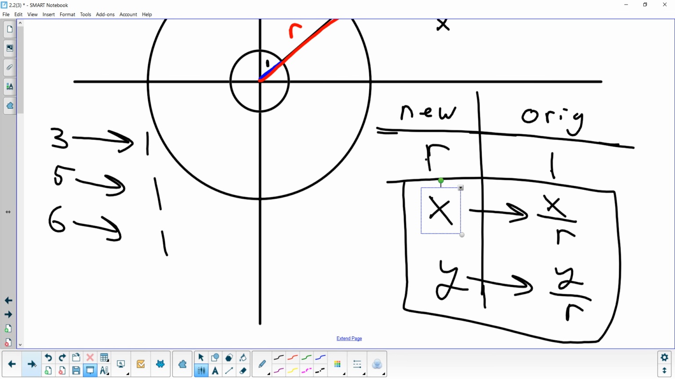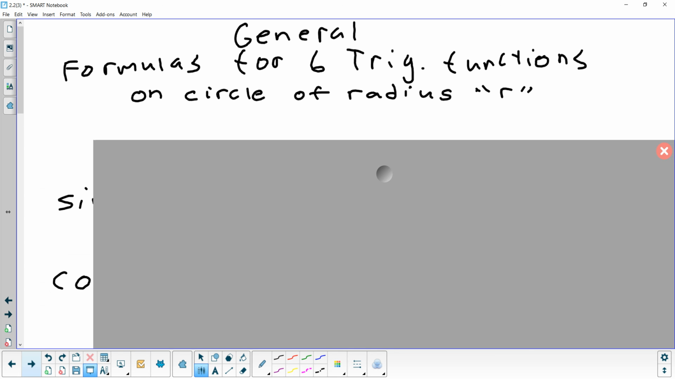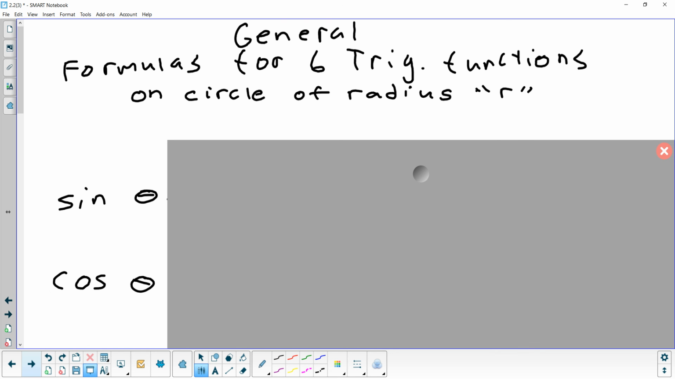So we're going to put up the same formulas that we had on Monday, except everywhere we had an x, we're going to change it to x divided by r. Everywhere we had a y, we're going to change it to y divided by r. And this takes a triangle that's too big, scales it down and makes it smaller, so we can basically use the same formulas we had before.